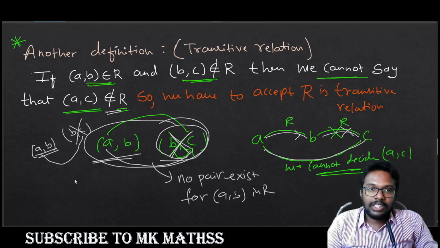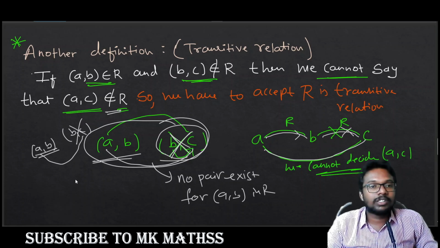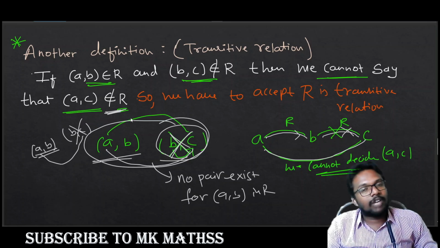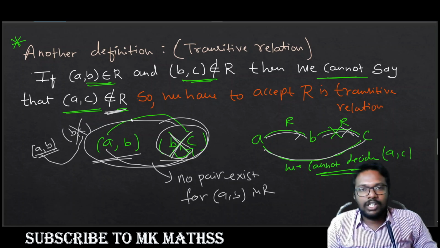We can't say or prove (a, c) does not belong to R. When we can't say (a, c) does not belong to R, we are unable to prove it is not transitive. Sorry, when we are unable to prove it is not transitive, then we have to accept it as a transitive relation. I hope you all understand this definition.